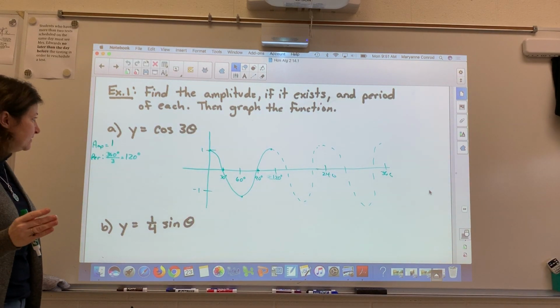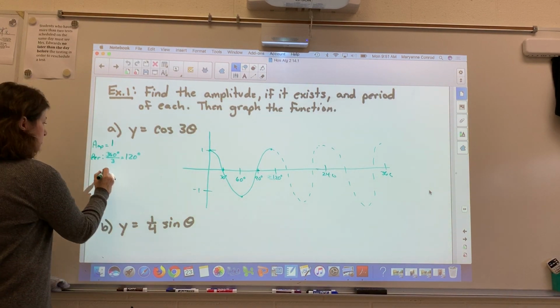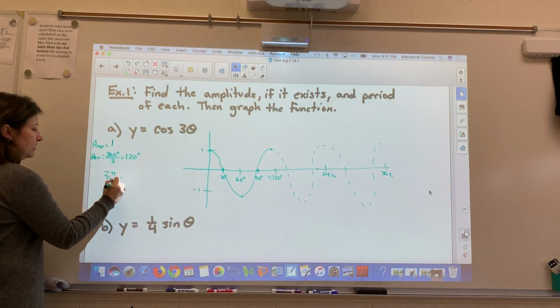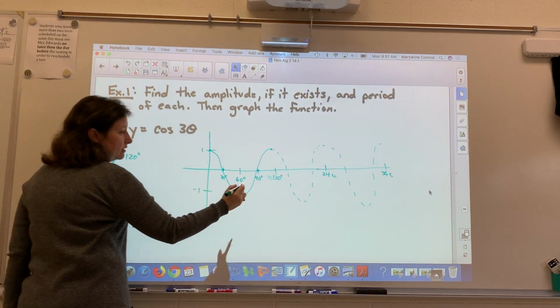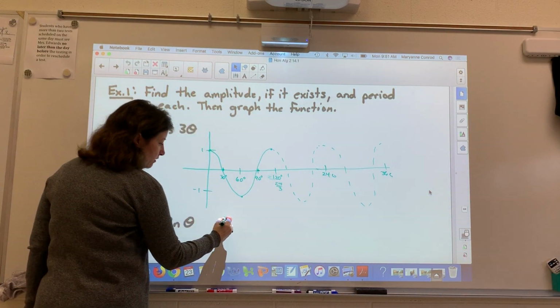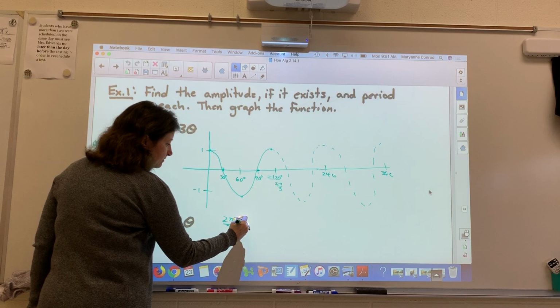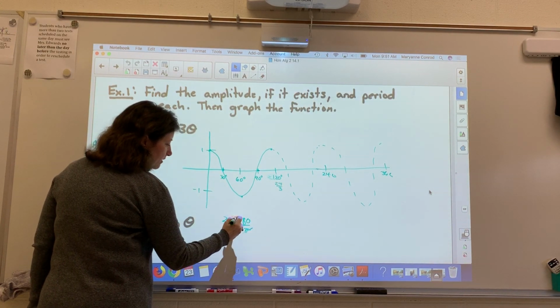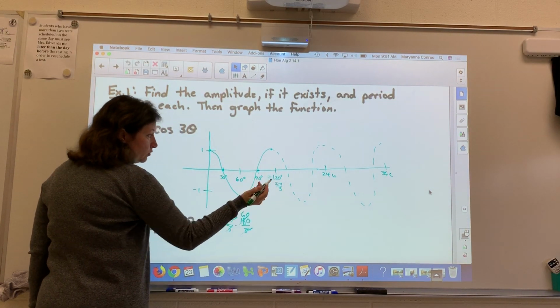If this were in radians, we would have done 2 pi divided by 3 would be my period. So this would be 2 pi over 3. Are they the same? Well, let's check. What's 2 pi over 3 times 180 over pi? It is 120.